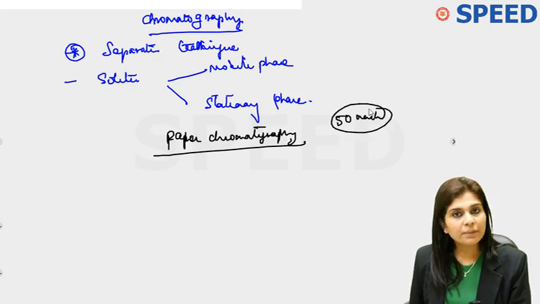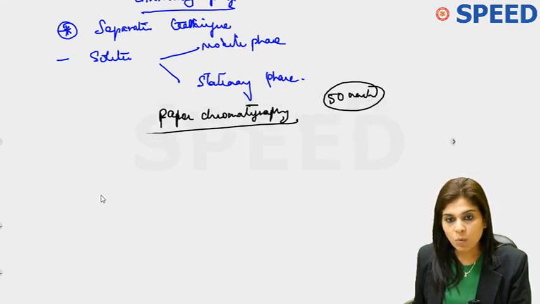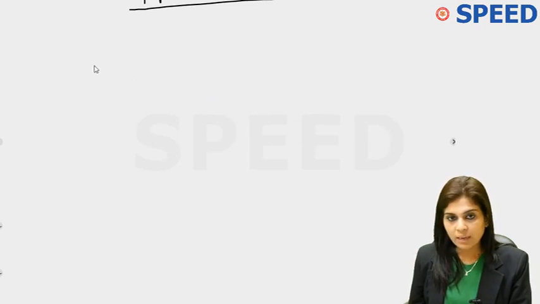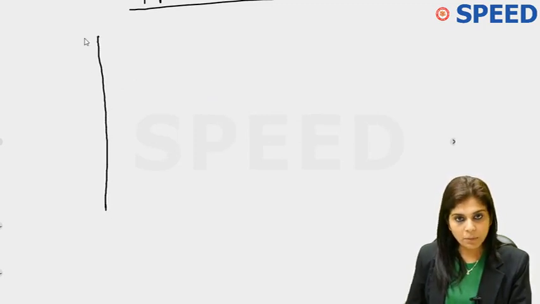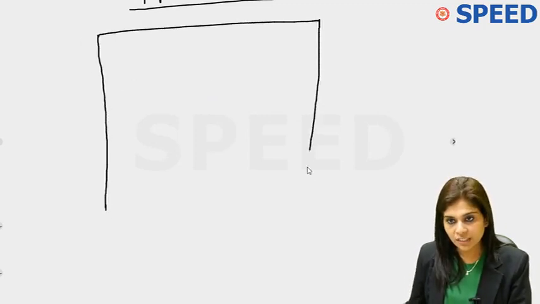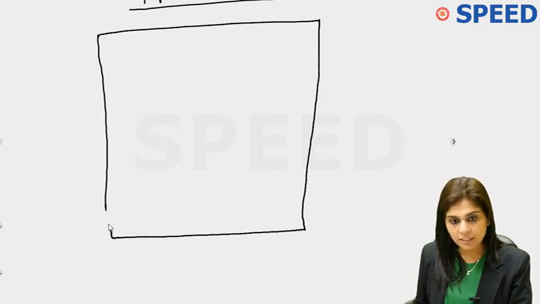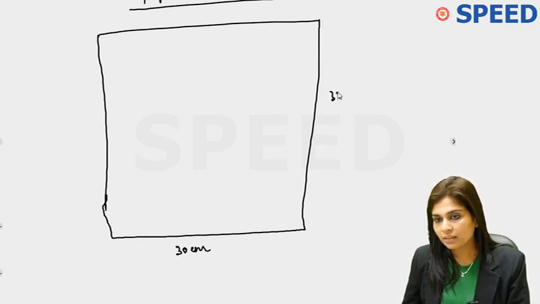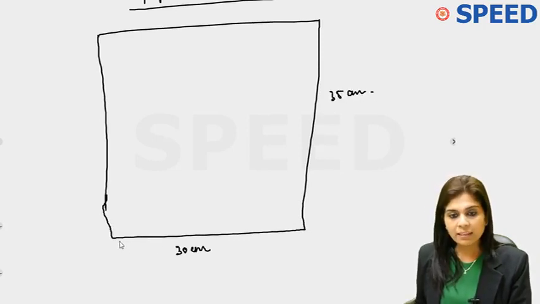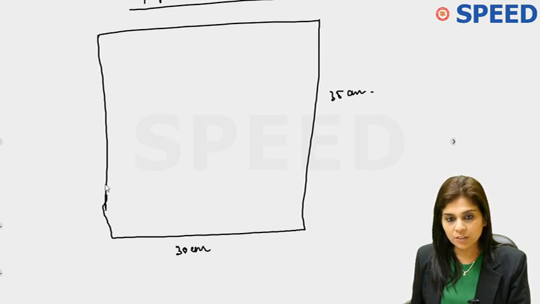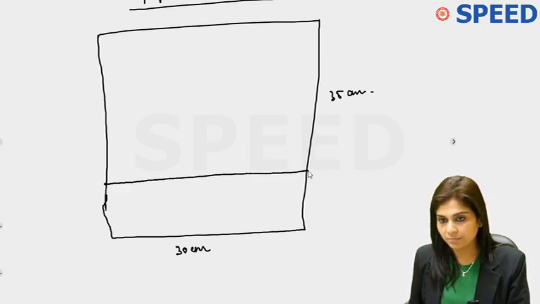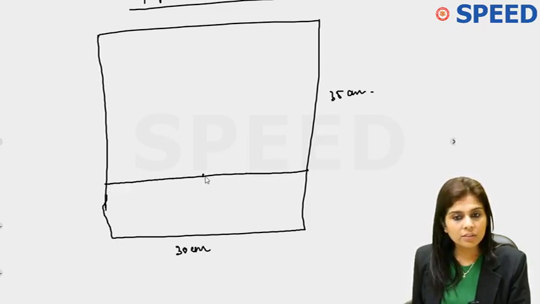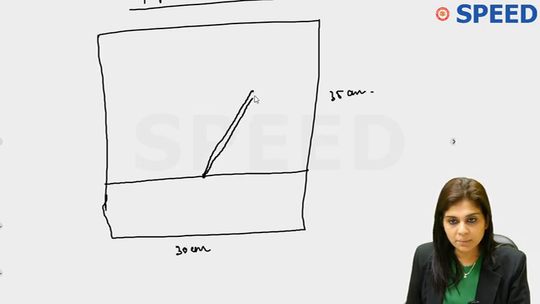And all that we are expected to do is take Whatman paper number 1, and cut it in exact dimensions of 30 cross 35 centimeter. The base will be 30 centimeter, the height will be 35 centimeter. And then 5 centimeter from the base, you are supposed to mark a line. And on this line, you are supposed to mark a dot. And on this dot, we have to add the amino acid mixture, which is to be separated, using a capillary tube.